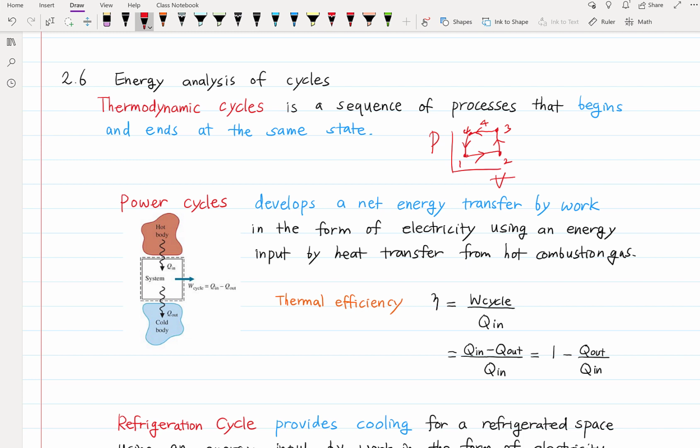For a thermodynamic cycle, there is no net change in energy of the system. So delta E in the cycle is 0. So Q cycle equals W cycle.